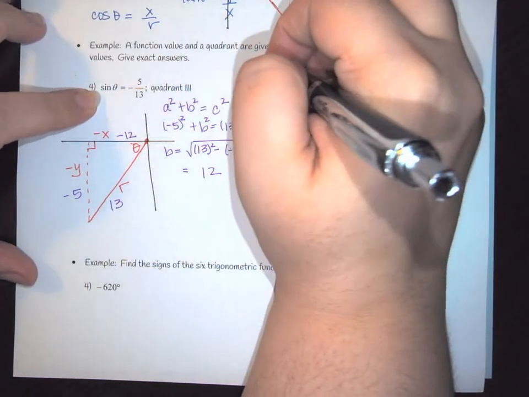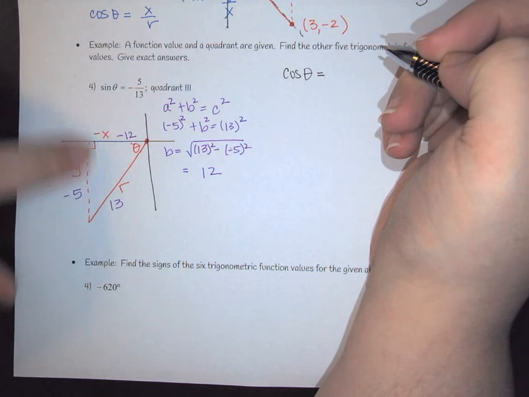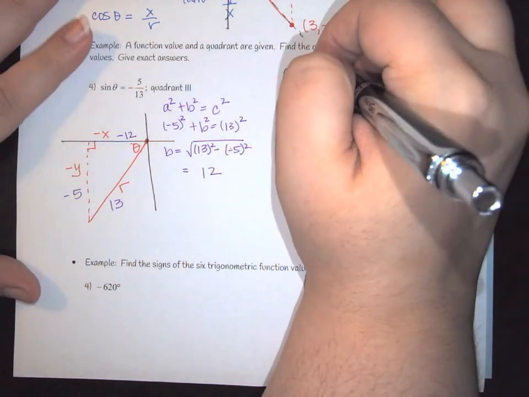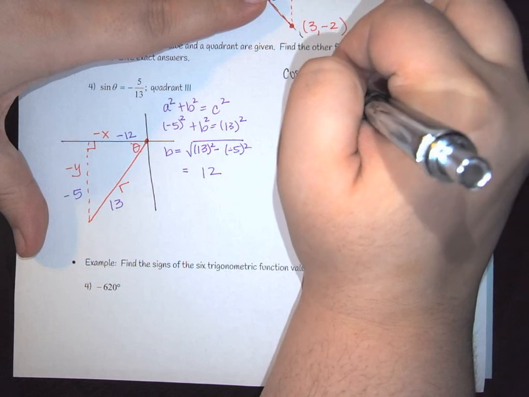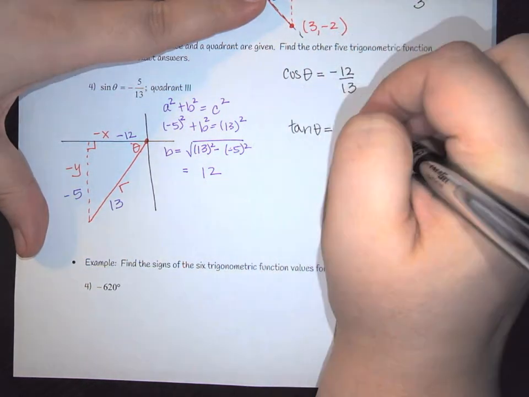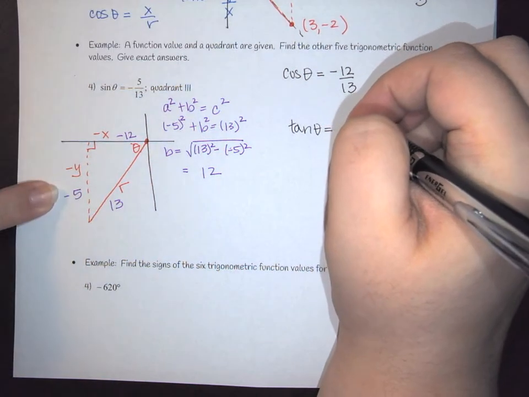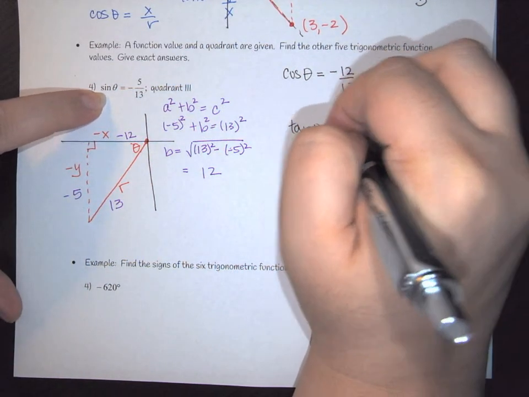I already gave you sine, so we can start with cosine. Cosine is adjacent over hypotenuse, so this is going to be negative 12 over 13. My tangent is going to be opposite over adjacent. So negative over negative is positive, so this becomes 5 over 12.